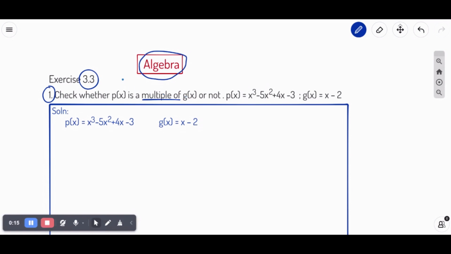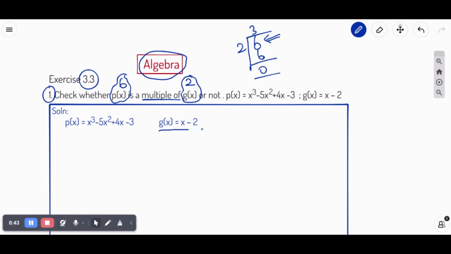Multiple means, suppose 6. 6 is a multiple of 2, which means 2 should exactly divide the 6. We can say like this: if you divide 6 by 2, then you should get the remainder as 0. So now you can say this 6 is a multiple of 2. So what that means is that the multiple should exactly divide this number and leave a remainder 0.